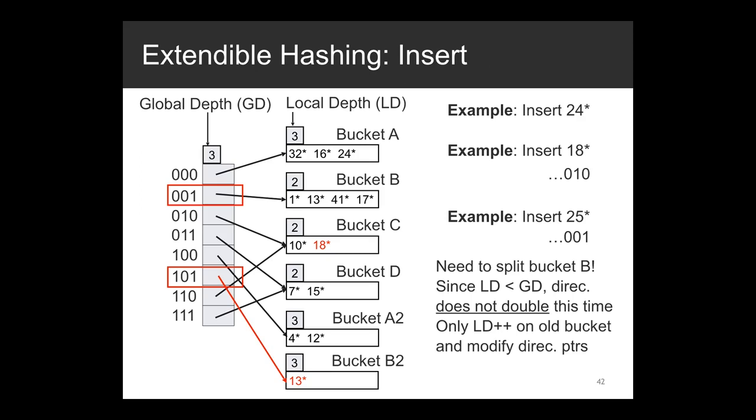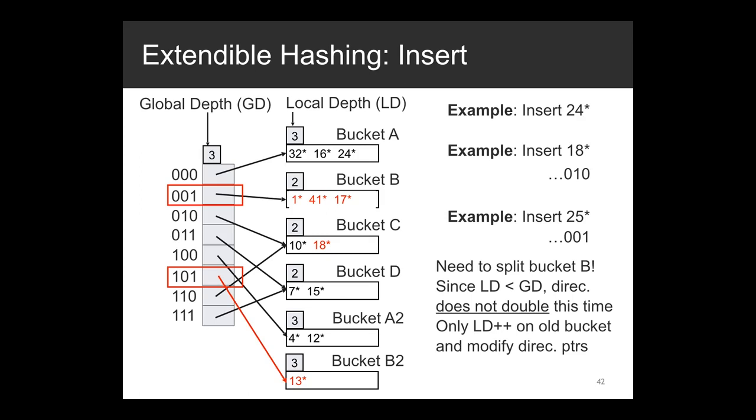1, 13, 41, 17, which one of these is 5 mod 8? Only 13 is 5 mod 8. Okay? So 13 goes away from bucket B to its split image bucket B2. All of these are 1 mod 8, and therefore they stay here.